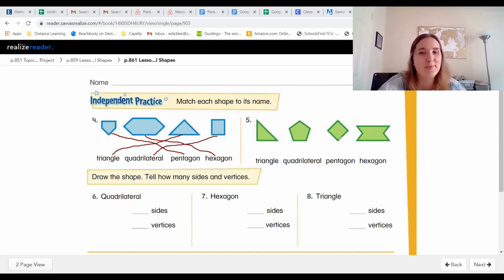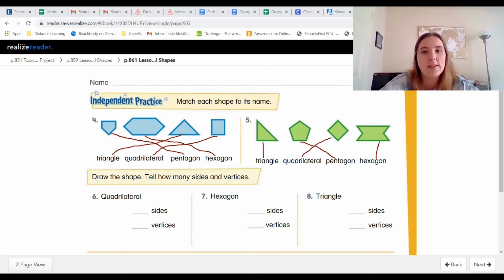You got it? Okay. So this first one has 3 sides, so that's a triangle. This one has 5 sides, so that's a pentagon. This one has 4 sides, so it's a quadrilateral. And this one has 1, 2, 3, 4, 5, 6 sides, so that makes it a hexagon. Easy peasy. Let's look at number 6.